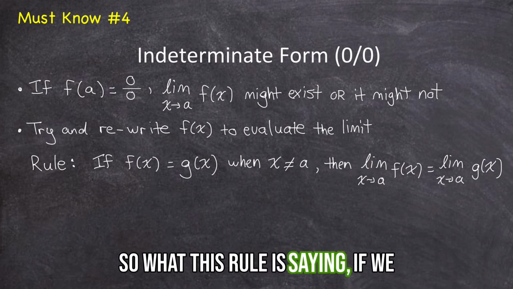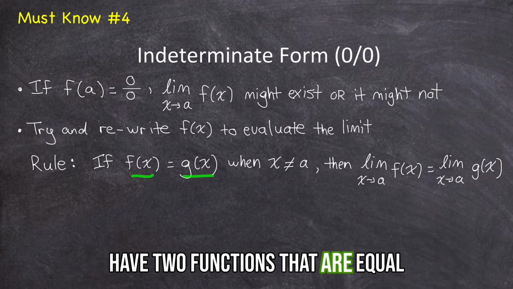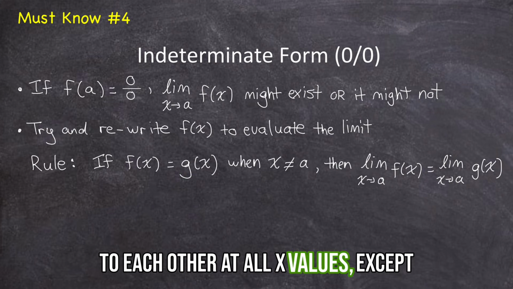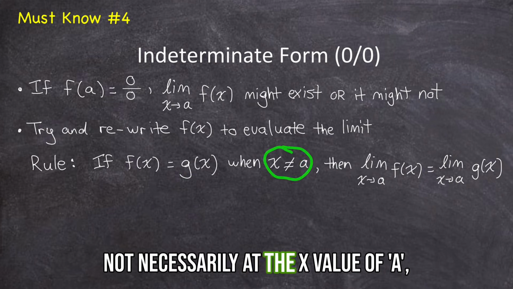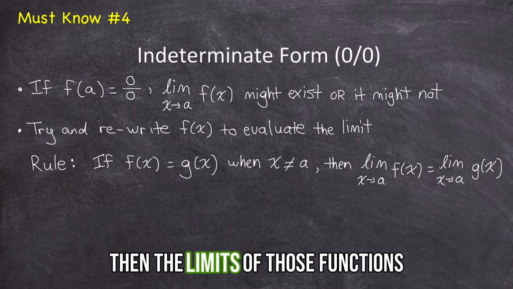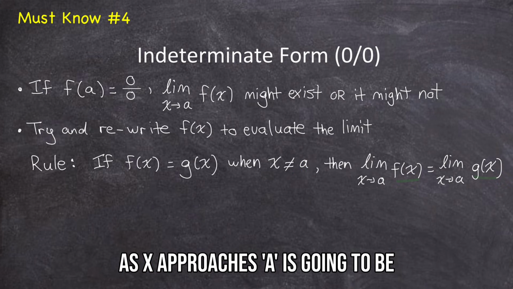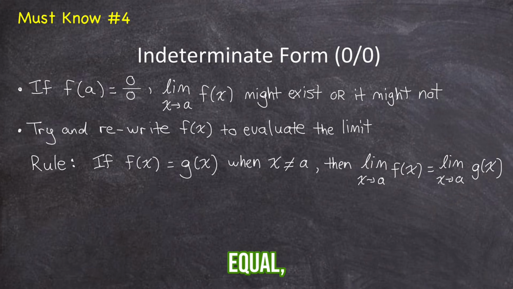So what this rule is saying, if we have two functions that are equal to each other at all x values, except not necessarily at the x value of a, then the limits of those functions as x approaches a is going to be equal.